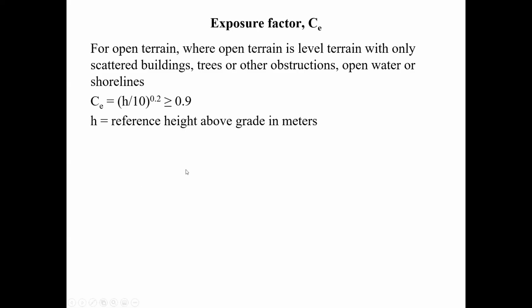Okay, now the exposure factor. Are you in an open terrain or are you in a rough terrain? That's the only thing you have to worry about. If you're in an open terrain, this is the formula to calculate the exposure factor. Of course, I never worried about being in a rough terrain. I've always taken it to be open terrain. If it happened to be rough terrain, I'm only that much safer. So I always use this formula anyways.